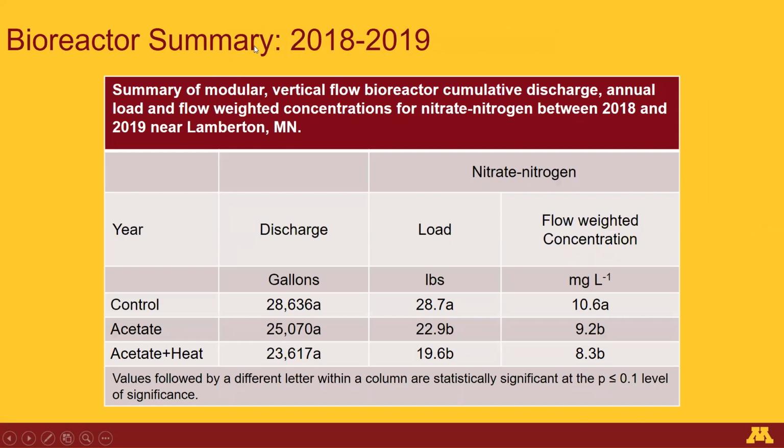So a summary of our annual bioreactor data from 2018 and 2019 show basically 3 treatments. We have a control, which was just corn cobs and wood chips, an acetate treatment that was corn cobs, wood chips plus acetate, and then a third treatment, which was corn cobs, wood chips, and then acetate and heat. Now, the acetate is a treatment that we used as a supplemental carbon source.